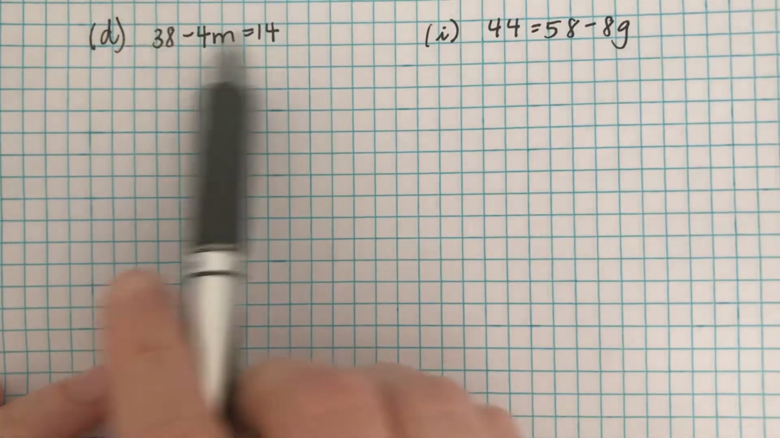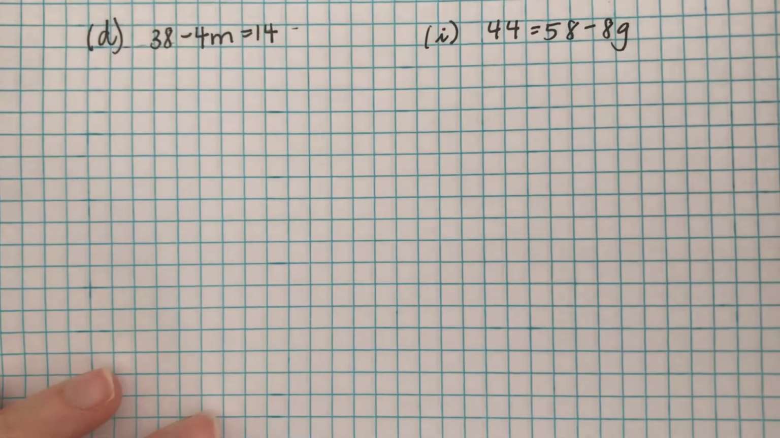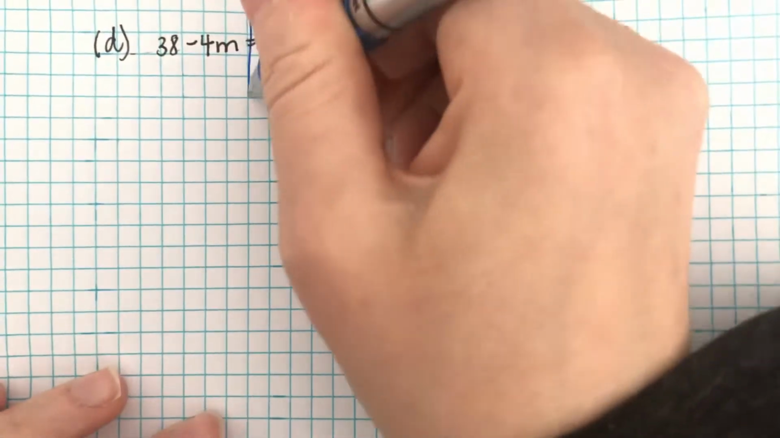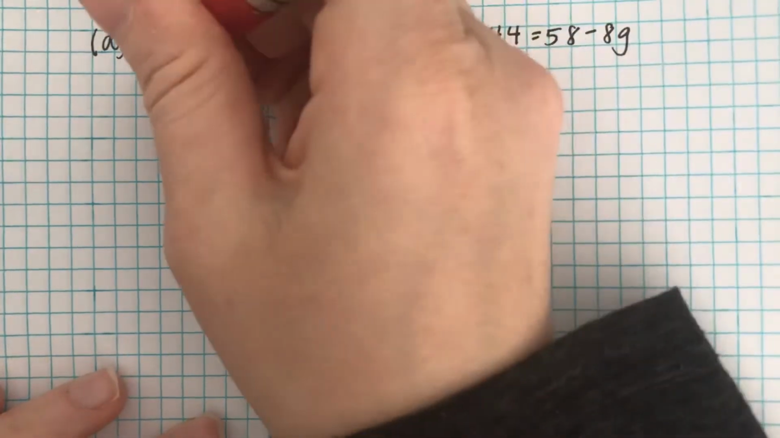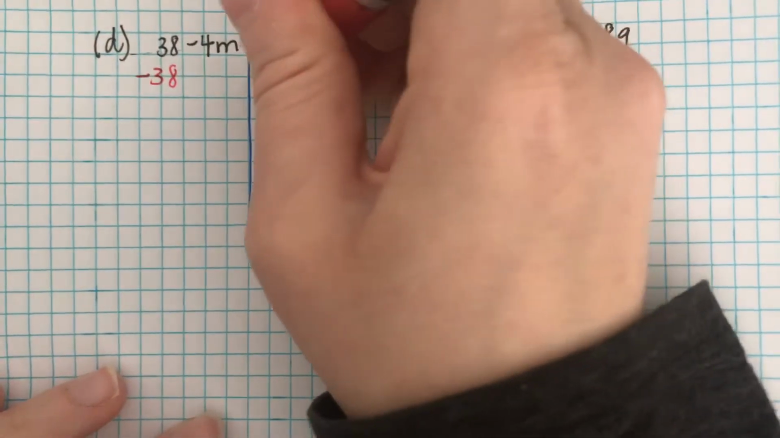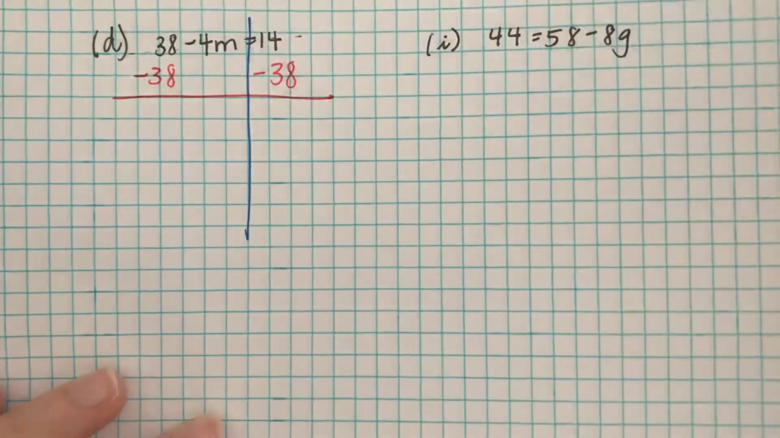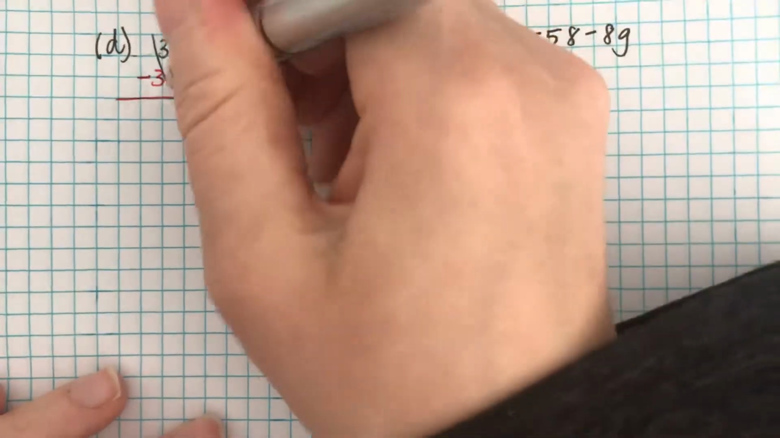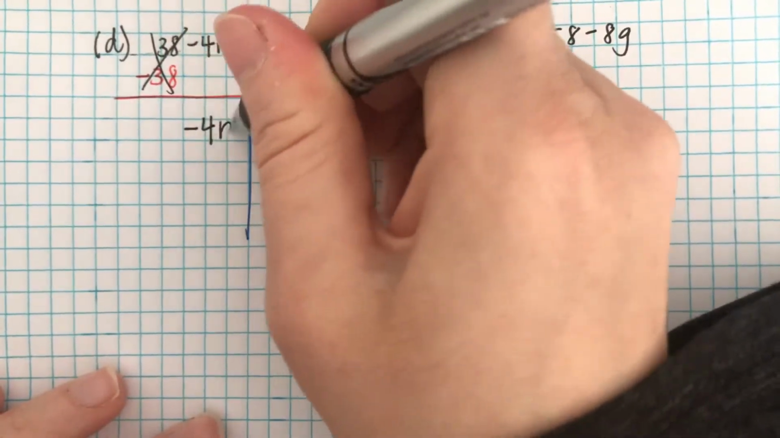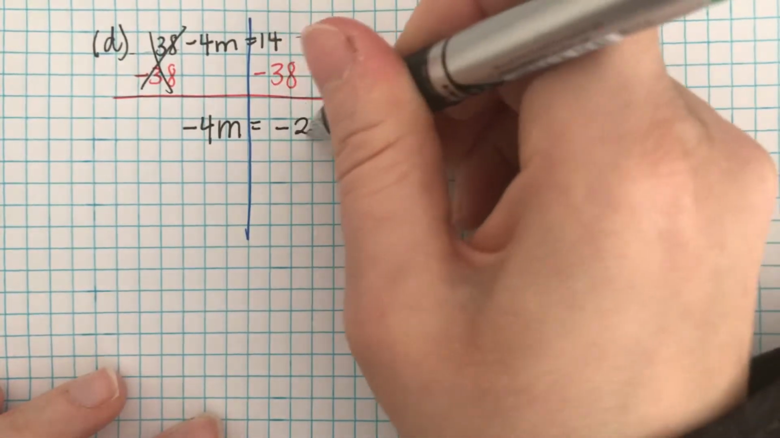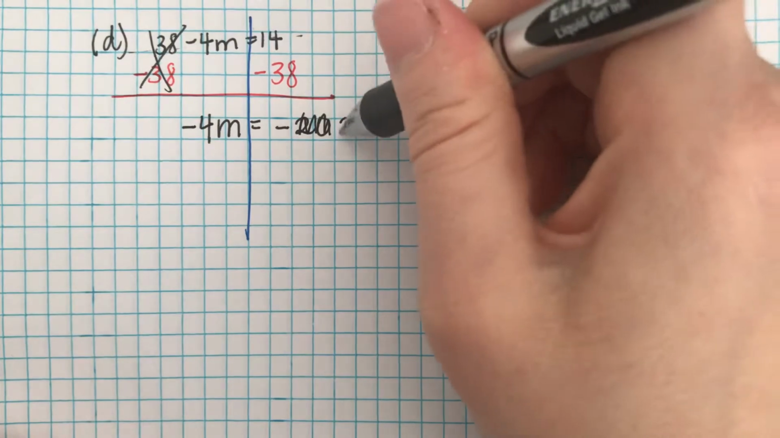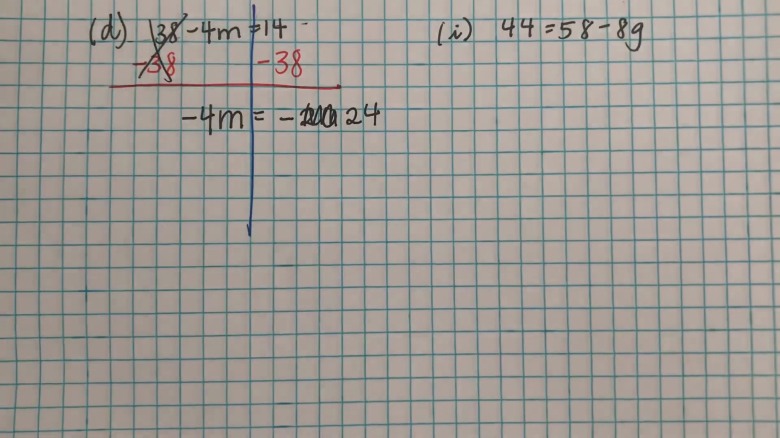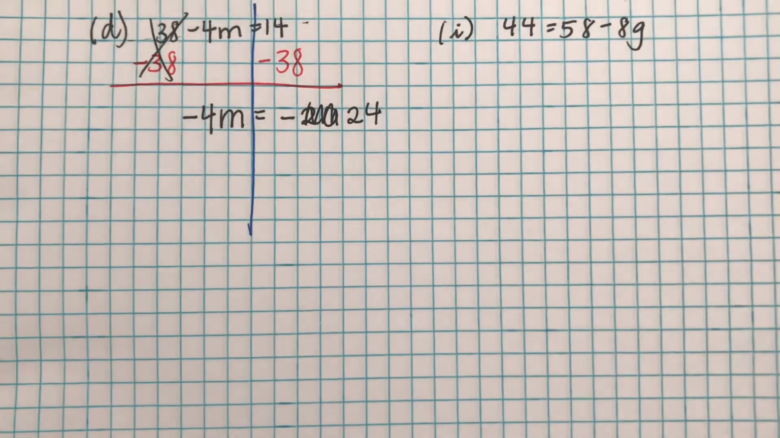This one's kind of similar to the one we just did, okay? So if you want to freeze the video and try it on your own using the steps that we just used, that would be a good idea. I'm going to move a little bit more quickly. First thing we'll do is subtract 38 from both sides. I bring everything down. This goes away. Bring down minus 4m. Don't forget the minus. And then I'm set equal to negative 24. Wow, cool. Okay, so set equal to negative 24 on the right-hand side.